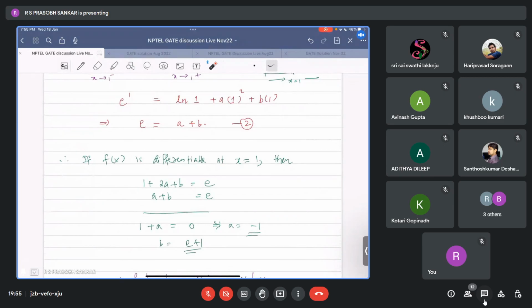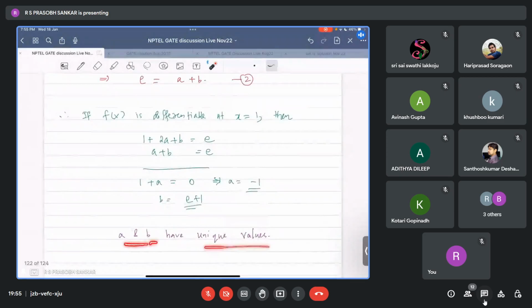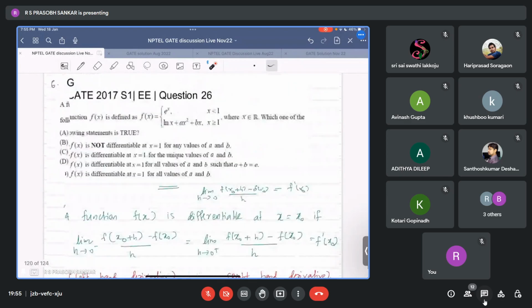If we do equation number 1 minus equation 2, we can see that 1 plus a is 0, or a is equal to minus 1. And putting a equal to -1 here, that will tell us b is 1. So to conclude, a and b have unique values for the function to be differentiable at x equal to 1.